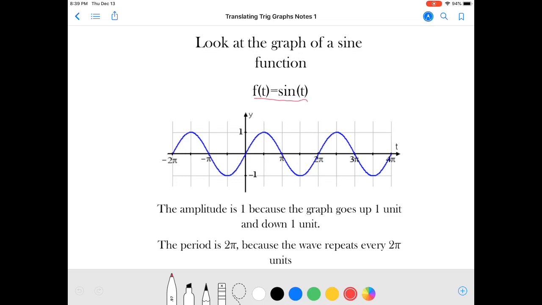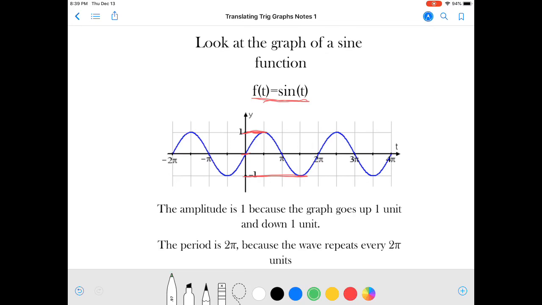Look at the graph of a sine function, f of t equals sine of t. So the function where the variable is t, the sine graph. The amplitude is 1 because the graph goes up 1 unit and down 1 unit in the y direction.